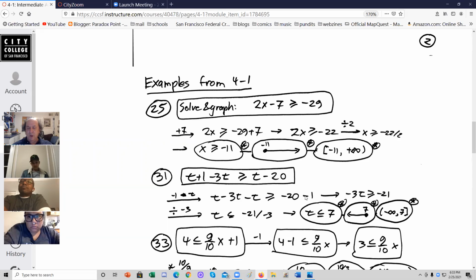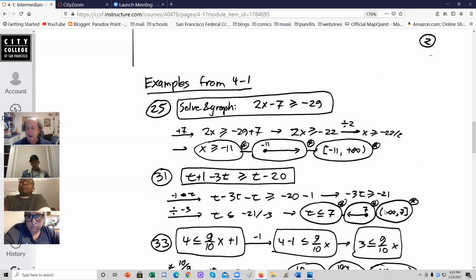Now we divide both sides by negative 3, and dividing by a negative reverses the inequality. So this greater than or equal becomes less than or equal. So you get t less than or equal to negative 21 over negative 3. So t is less than or equal to 7 is the inequality. The graph is everything to the left of and including 7.